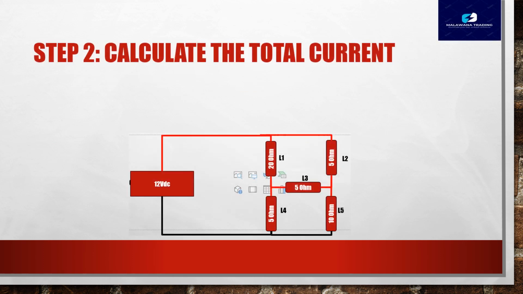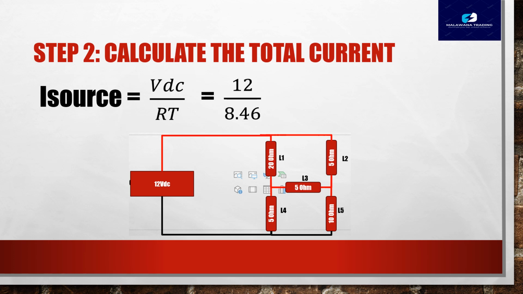Now that we've obtained the total resistance value, we can calculate the source current that is drawn from the 12 volts battery by the H-bridge connected circuit. Applying Ohm's law, which is I is equal to V over R, we can get the value of the current, with the voltage being 12 volts and total resistance being 8.46 ohms. The total current drawn from the battery is 1.42 amps.